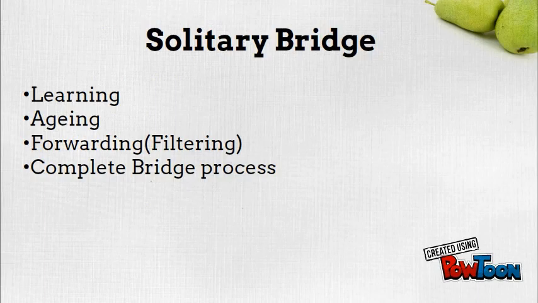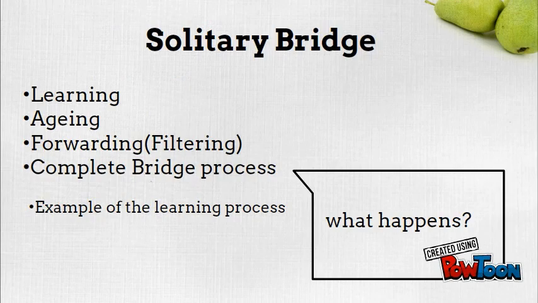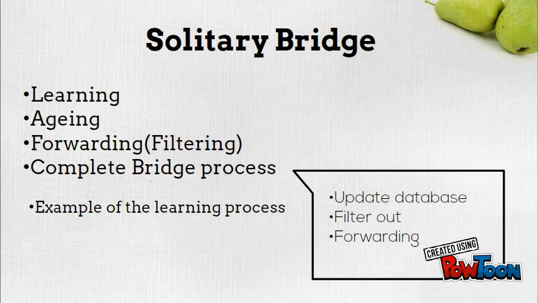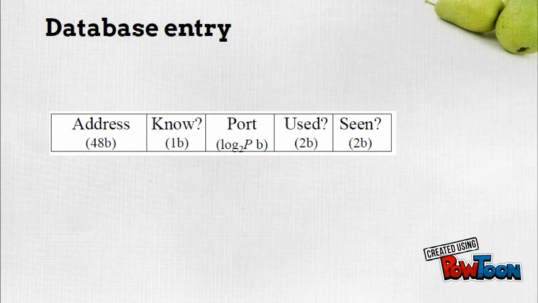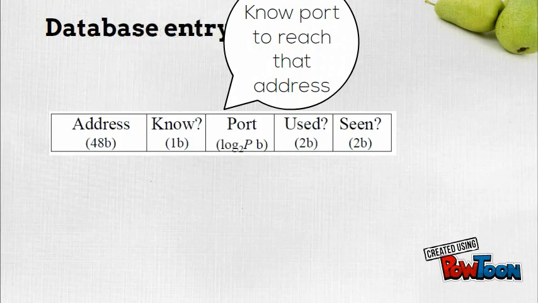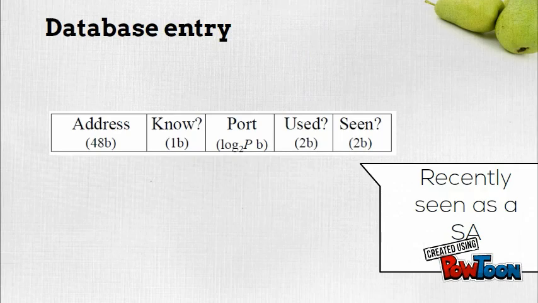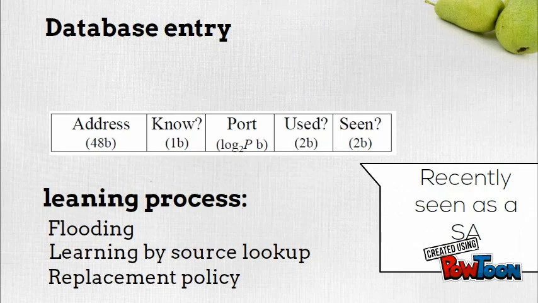In learning bridges, the video first introduces the learning, aging, and forwarding process, and then describes the details of the complete bridging process. In addition, it will use an example to show how the learning process works. A basic knowledge you need is that a database entry includes the address of the station, the port to reach that address, recently used as destination address, and recently seen as source address. Apart from this, the learning process includes flooding, learning by source lookup, and replacement policy.